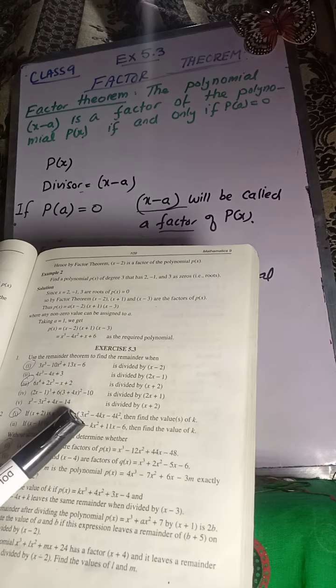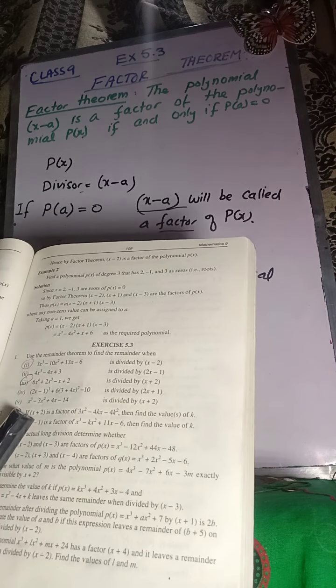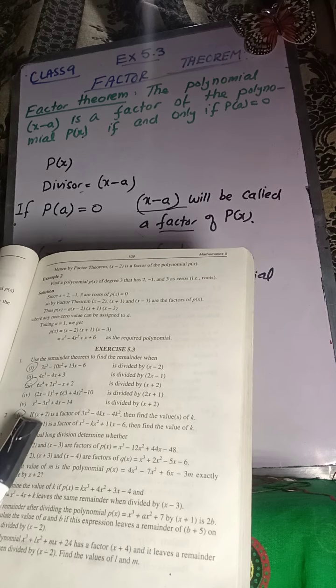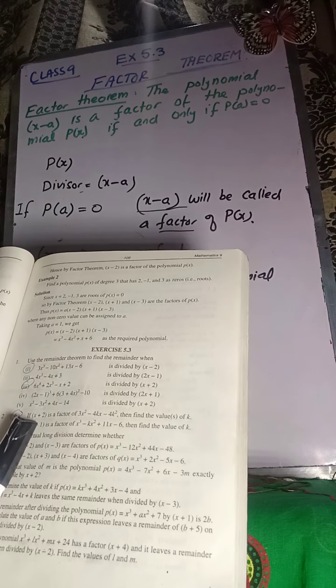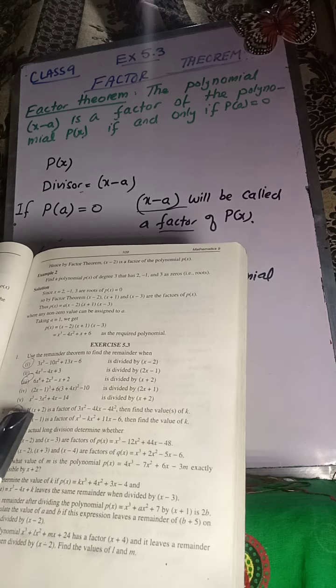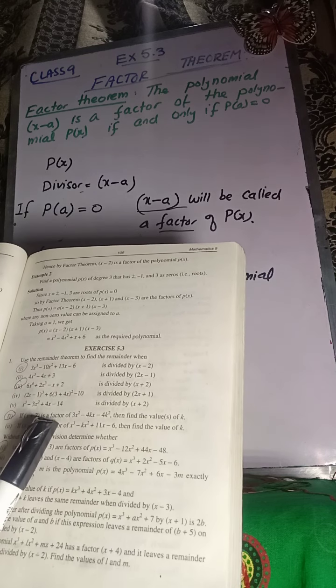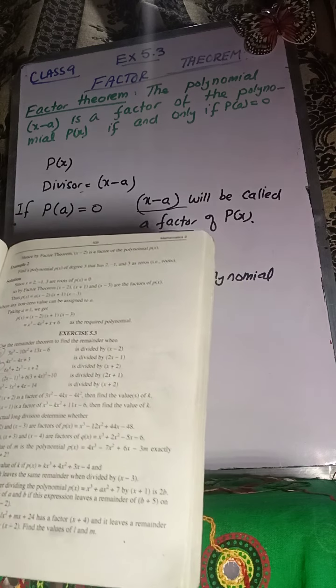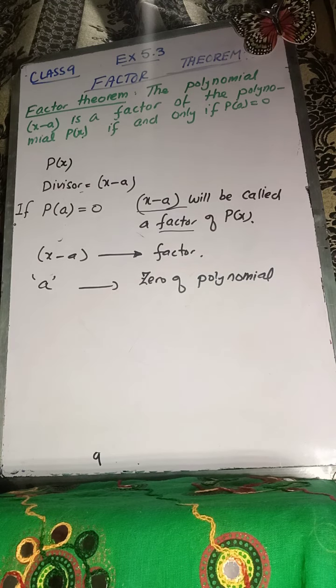We are given a polynomial and a divisor. It is obvious from the statement that this divisor is a factor. It means that x plus 2 will give a 0 remainder when this polynomial is divided by x plus 2, because they have called x plus 2 the factor, and this is the fact that we are going to use to find the value of k.